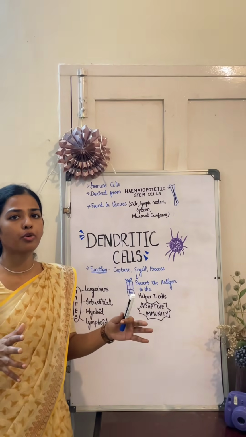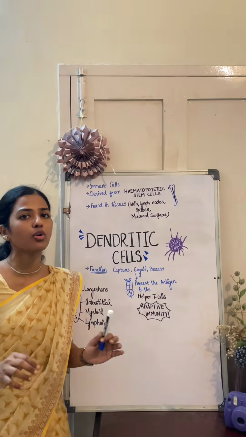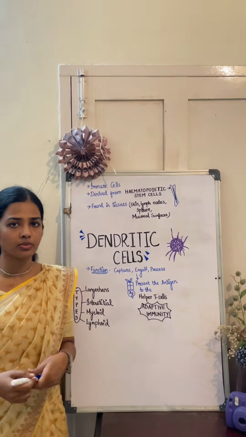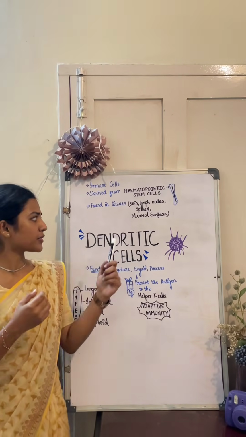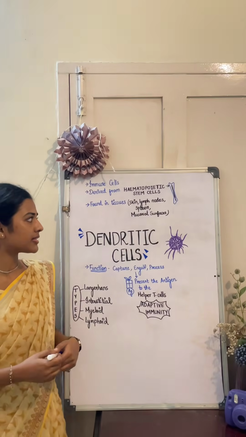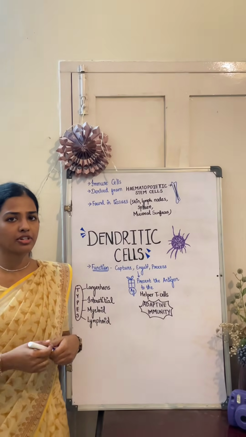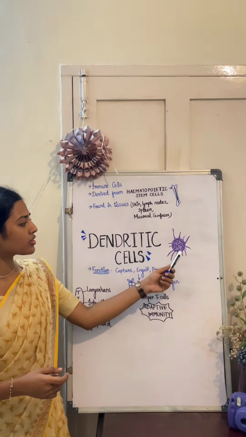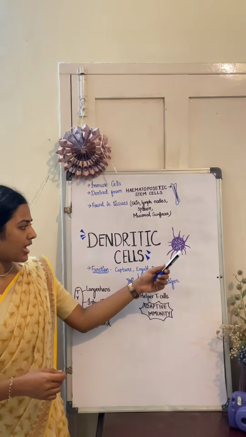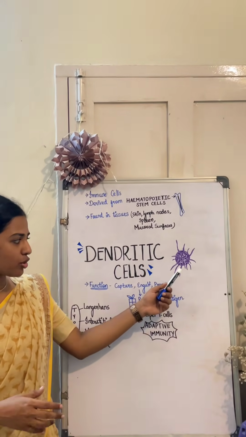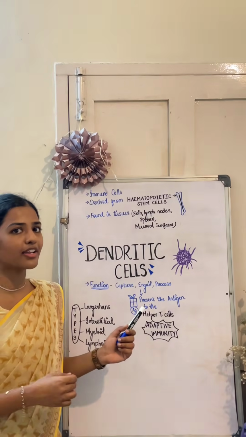After they are produced, they migrate and settle down in different tissues like the skin, the lymph nodes, the spleen, which is the graveyard of RBC, and in the mucosal surfaces, like the buccal cavity and alimentary canal. Now look at the structure of dendritic cells. They have these flagellated projections that resemble the dendrites of a neuron, right?